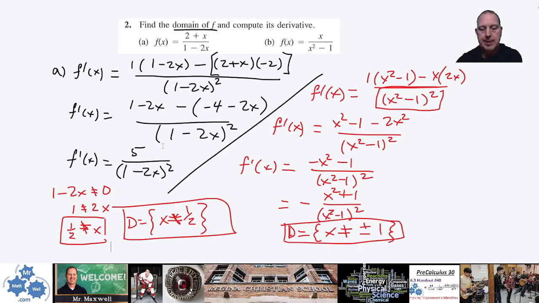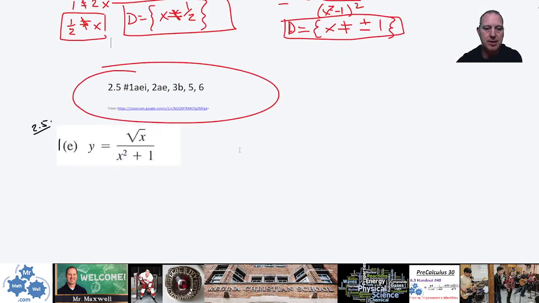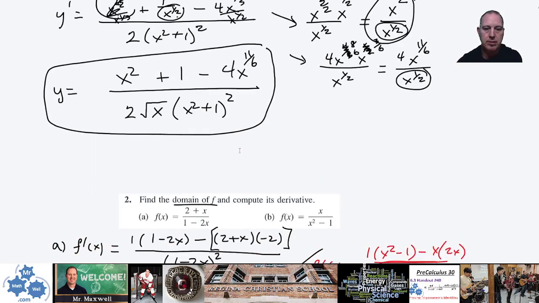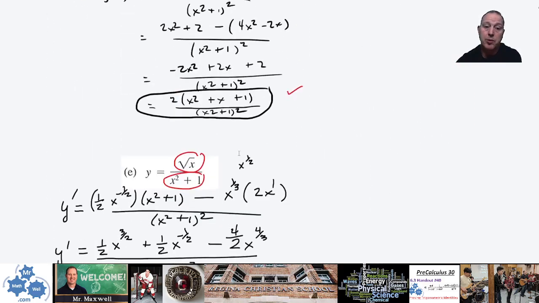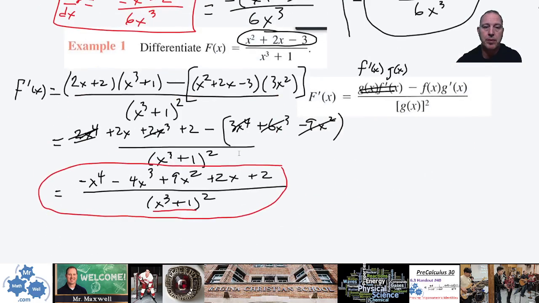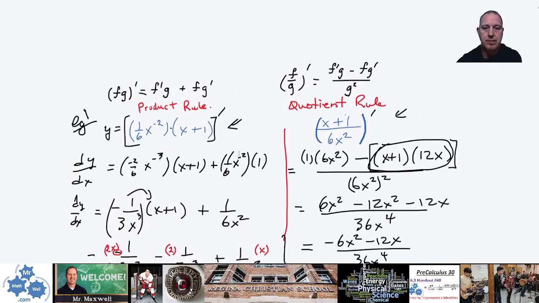Okay. Yeah, so that's kind of that for the quotient rule. So there's a quick look at the quotient rule, and yeah, I hope that helps.